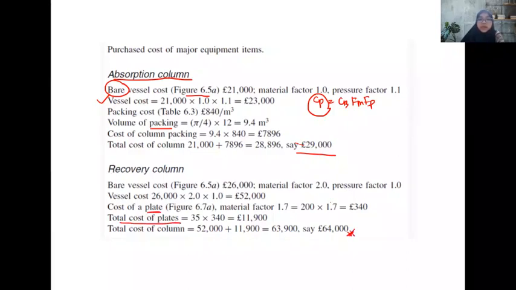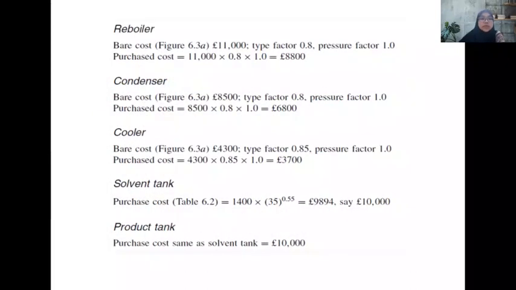It gives you the total of the column. Okay, the next equipment is the reboiler, using CP equal to CB times FP and FT, so it can give the value of the purchase cost. Same for the condenser, we have CP equal to CB, FT and FP. It gives us the value of the purchase cost, and also the cooler, solvent tank, and product tank.